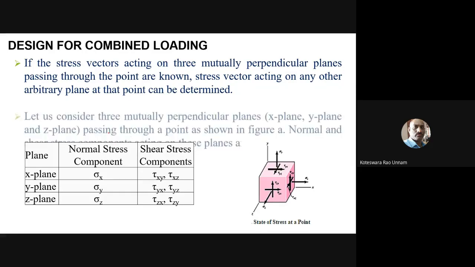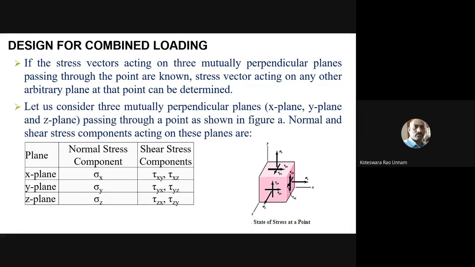So how can I do that? For that, whatever explanation I have given so far, he has written here. Let us consider three mutually perpendicular planes, x plane, y plane, and z plane, passing through a point as shown in figure A. Normal and shear stress components acting on these planes are defined like this. We already know the definition of all these things, for the x plane, y plane, and similarly the same can be extended to the z plane also.